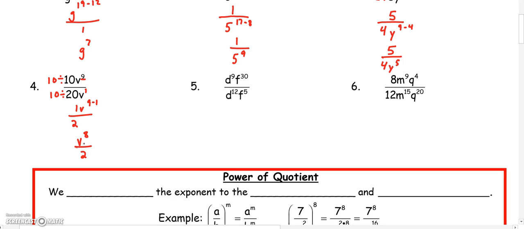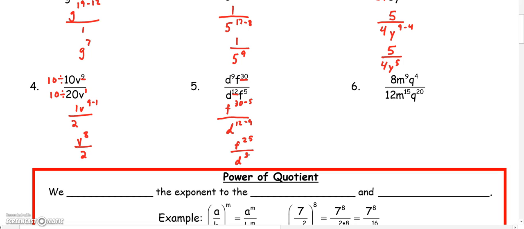Number 5, now we have two variables. We have d to the 9th, f to the 30th over d to the 12th, f to the 5th. So we need to look at each variable separately. When I look at the d, 12 is a bigger exponent, so d is going to end up in the denominator, 12 minus 9. For f, 30 is the bigger exponent, so it's going to end up in the numerator, 30 minus 5. So we get f to the 25th over d to the 3rd.